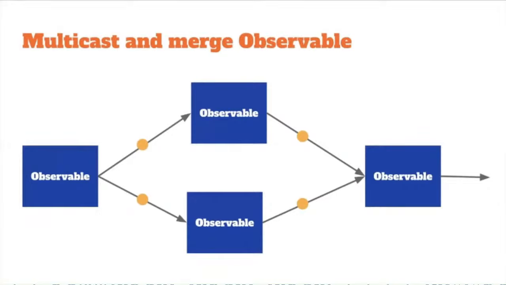And there are different ways of handling observable streams. On the left-hand side, an observable can send events to different observers. We call this multicast. And on the right-hand side, many observables can emit streams and merge them together into a single observable. We call this merge. And we'll see examples later.